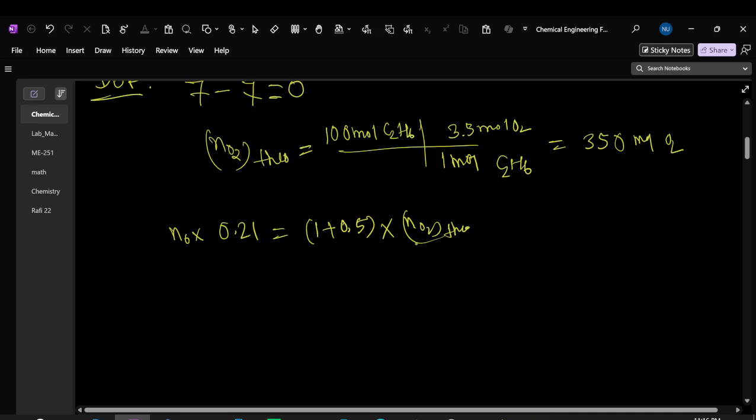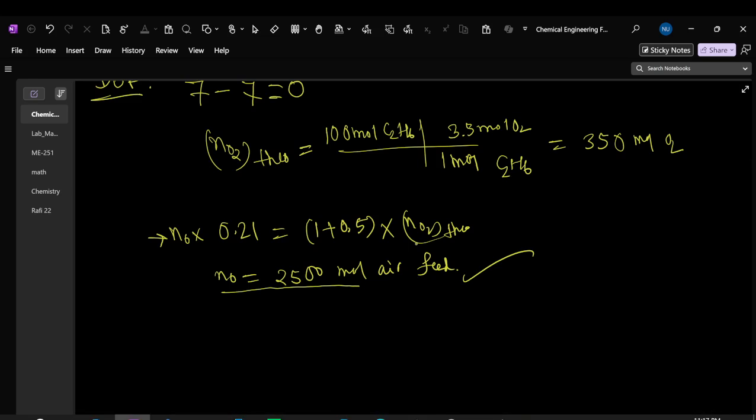By this, n of oxygen theoretical is 350. So there is one equation, one unknown, so we can easily calculate the n0 value, which is equal to 2500 mole air feed rate. So now we can easily calculate the air feed rate in this system.